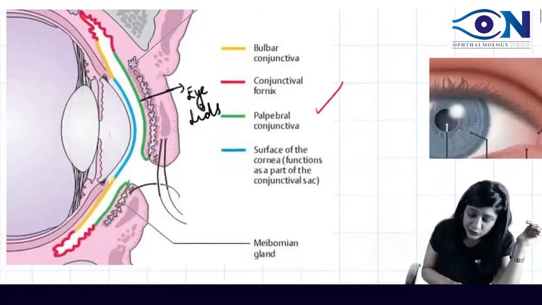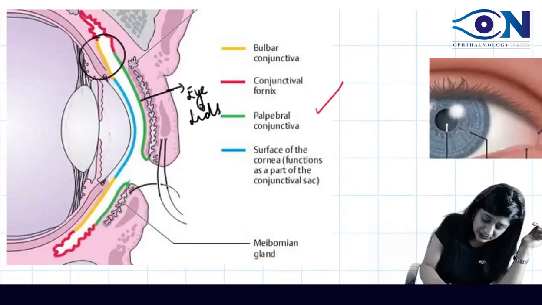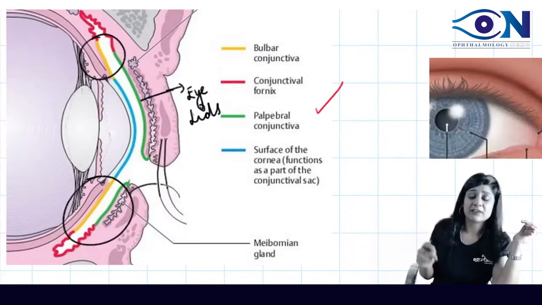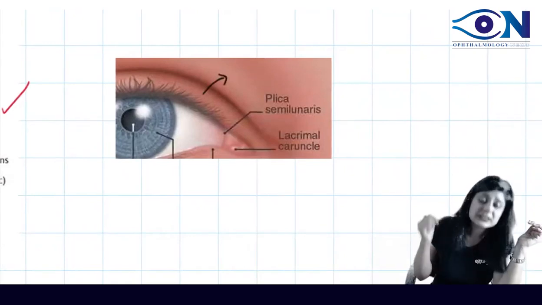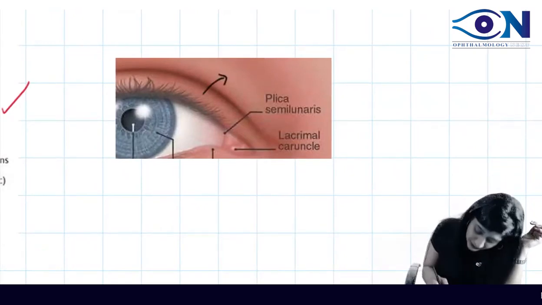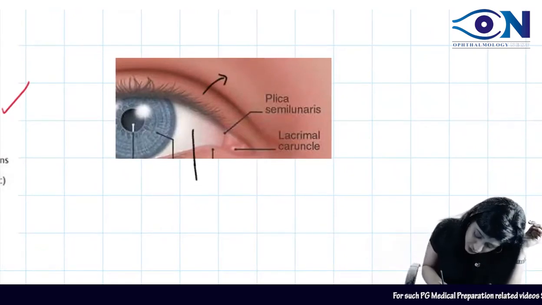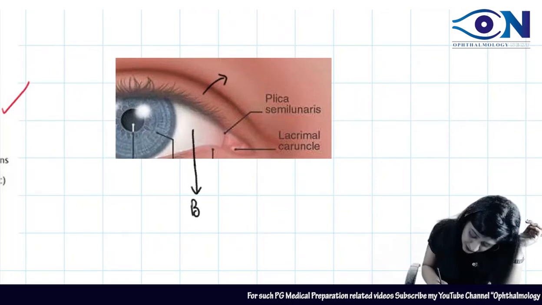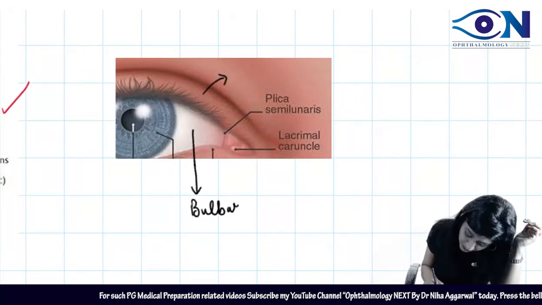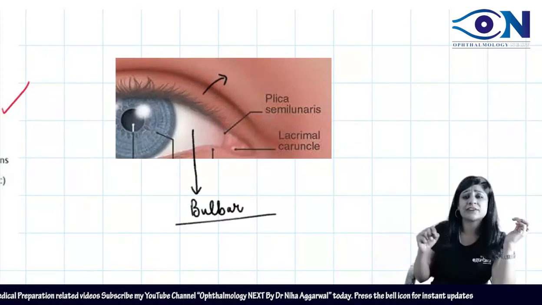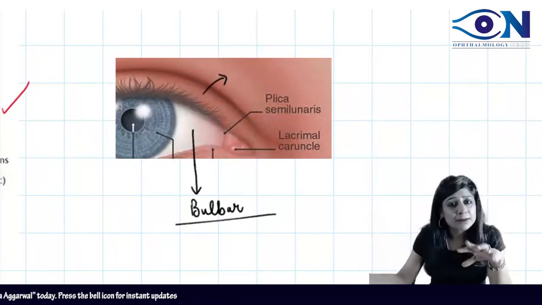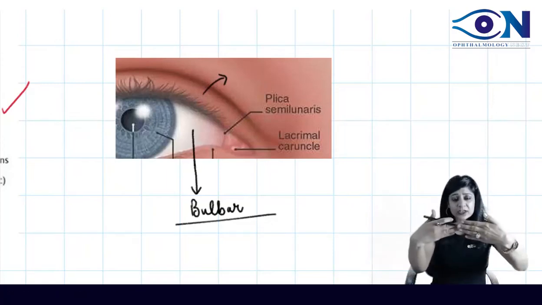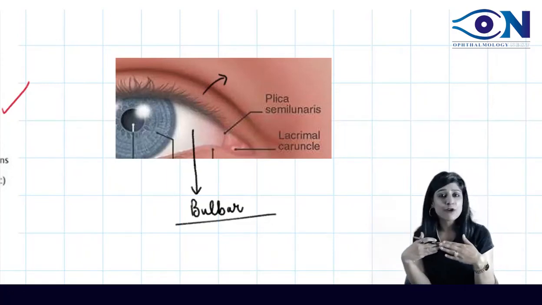Then second is your bulbar conjunctiva. See, this yellow one is your bulbar conjunctiva. The one which is present beneath the eyelids is the palpebral conjunctiva, and this one which you can see from the front, this white one, is your bulbar conjunctiva. So, that is the difference between the palpebral conjunctiva and the bulbar conjunctiva, and the one which is joining the two is your conjunctival fornix.